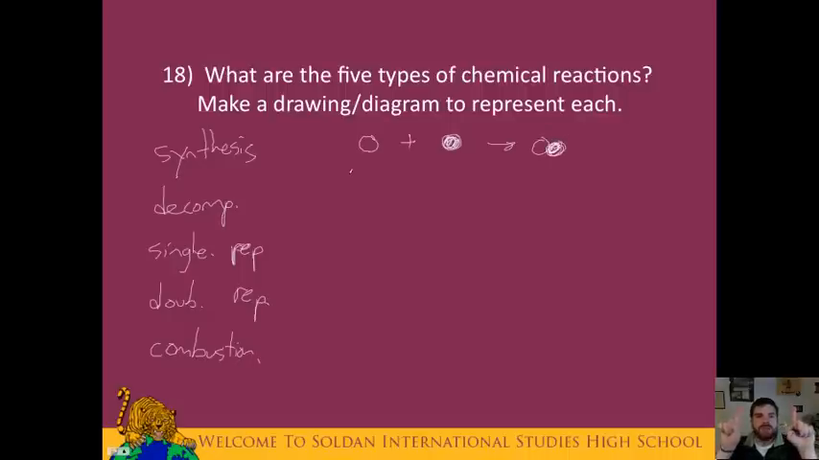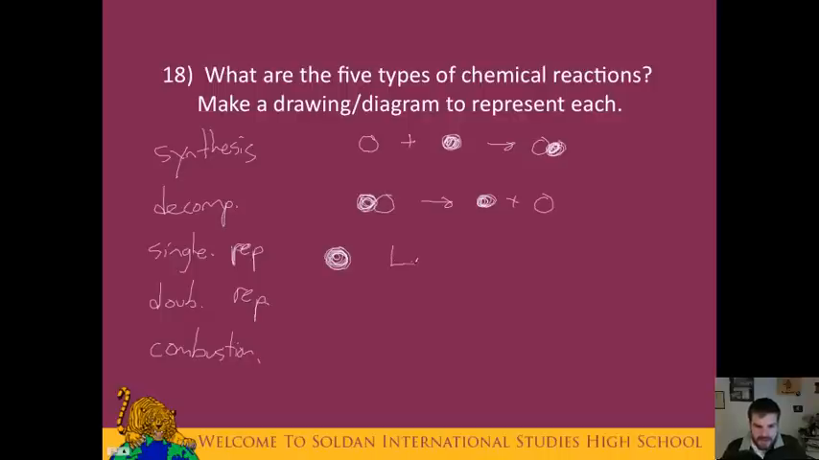So 2 atoms or 2 elements come together to make a compound, or 2 compounds come together to make a big compound. A decomposition reaction is basically the opposite. You start with a compound and it breaks up into its elements. That's a decomp. Single replacement: this is the one that represents the dance floor. I like this one.